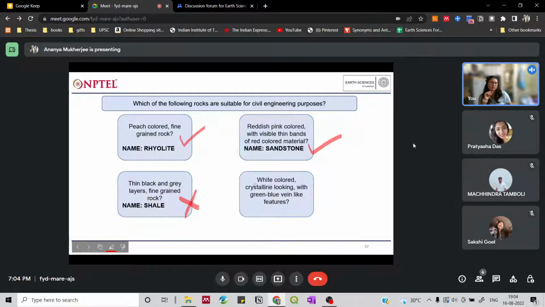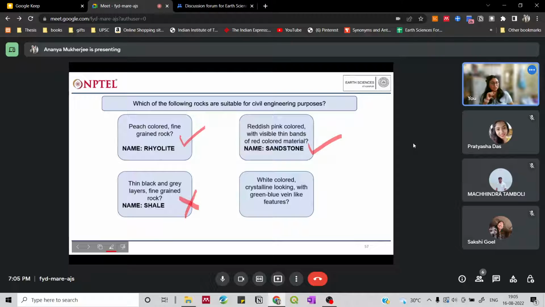Next we have the white colored crystalline looking rock with green blue vein like features. So it is a crystalline rock. What do you mean by crystalline rock? It has the appearance of a crystal, like a crystallized mineral. So it is white in color, it is crystalline looking, and it has green blue vein like features. Now these green and blue vein like features can be due to some impurities present in the rock, or there was some minerals before which crystallized into these green blue kind of minerals.